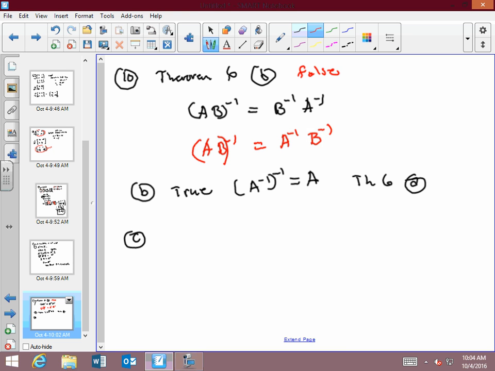And C says if A is equal to AB, CD, and AB minus CD is not equal to 0, then A is invertible. And that's true. It says it's not equal to 0. Yep. Oh, I was looking at 9, not at 10. 10C. Okay, that one is false. I slipped up and looked at the wrong one. This is false.